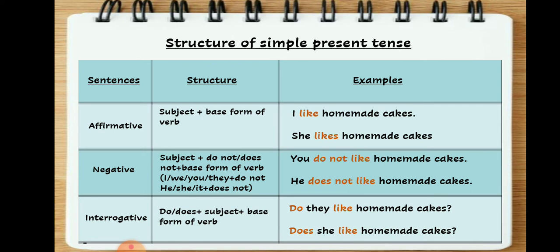Now, here you see the examples. Since I have added es to the word do, I have not added s or es to the main verb. See these examples. He does not like. I have not written he does not likes. Or here also, does she like homemade cakes? I have not written does she likes homemade cakes? No.